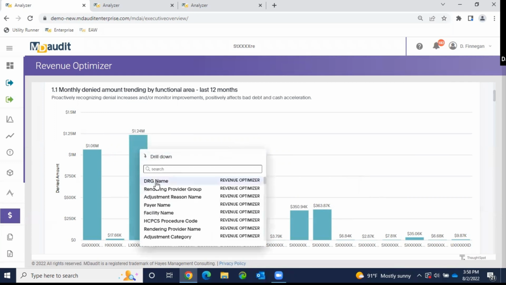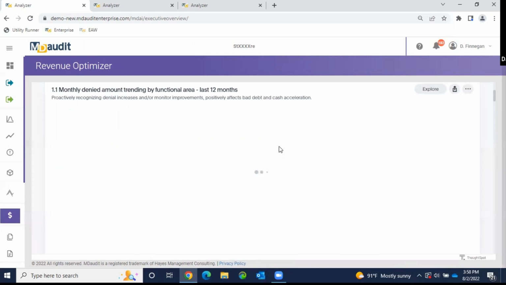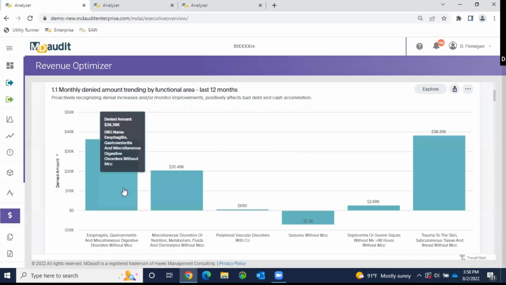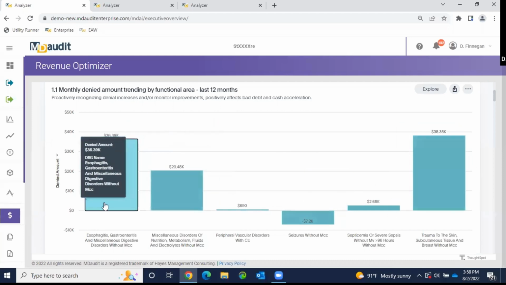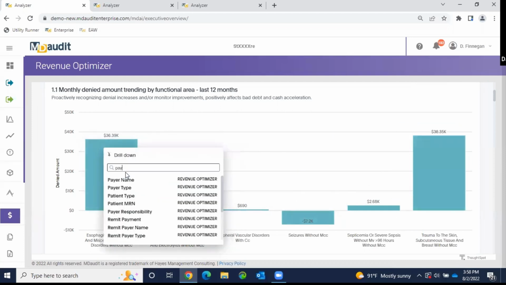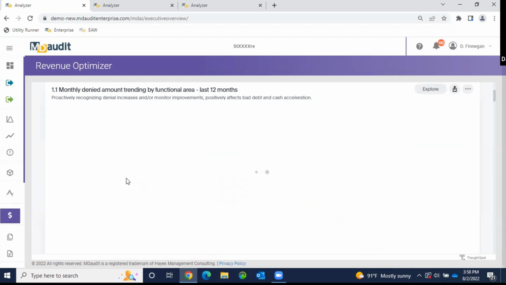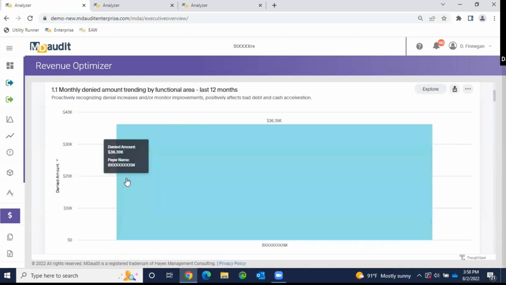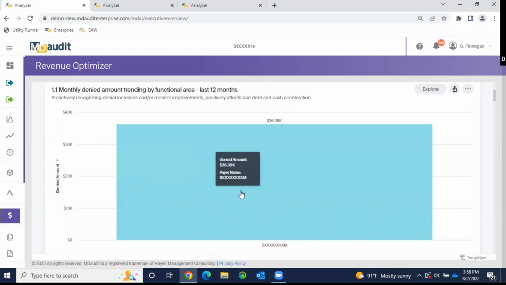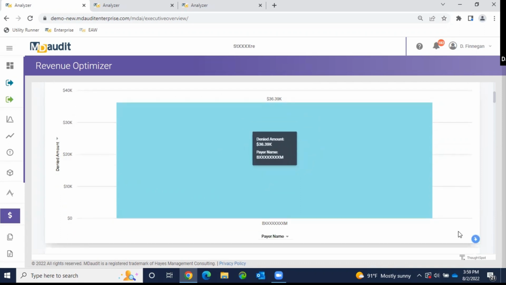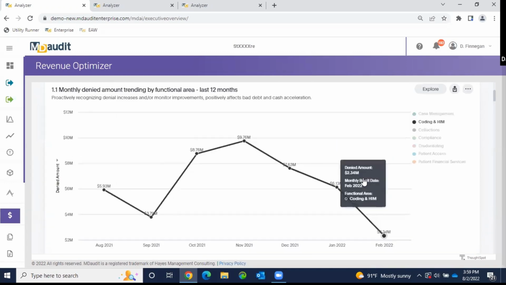Now I want to drill down to DRGs. What DRGs are being affected? And I'm seeing the DRGs that are being affected. And if I want, I can even go down as far as to payer and understand, is it one payer? Is it many payers? And it looks like it's one. So using that retrospective data, we now understand we have a coding issue for medical necessity, for certain DRGs at certain facilities, and by this payer. So we're really understanding root cause.